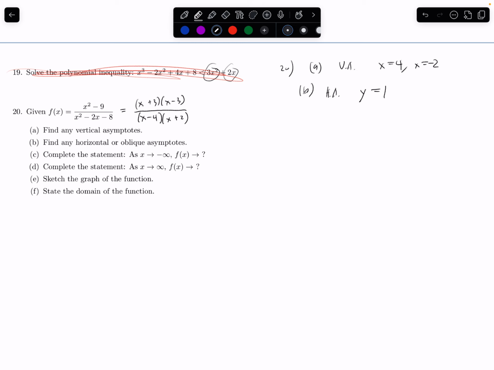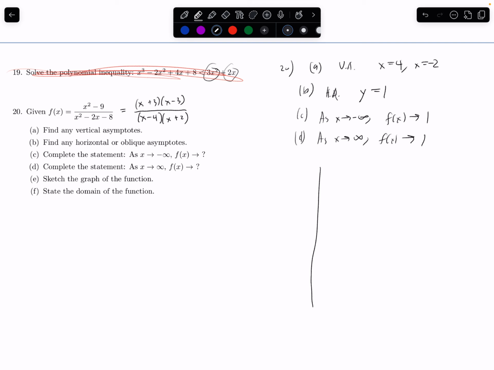How do I know it's 1? Because I just divide the coefficients of those two things. Okay, that's that. And then letter C, complete the statement. As x goes to negative infinity, f of x is going to approach that asymptote. And same for positive infinity. It's going to approach that asymptote.